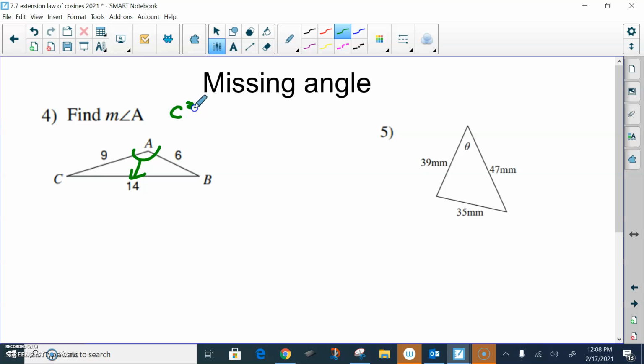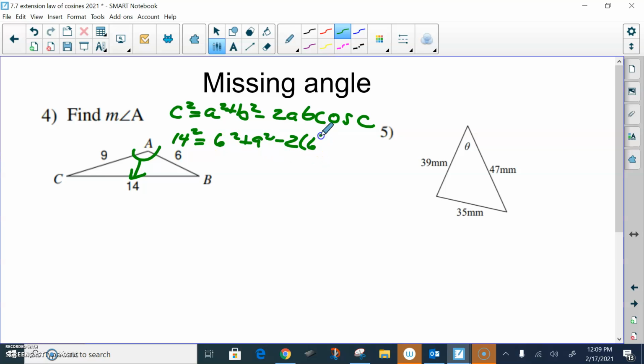Again, the formula is c squared equals a squared plus b squared minus 2ab cosine of c. In this case, our unknown is this angle, so we're going to start with the side across from it. We start with 14 squared equals, and the other two sides are my a and my b: 6 squared plus 9 squared minus 2 times, repeating these numbers, 6 times 9 times cosine. In this case, we don't have it, so you can call it a, you can call it c, whatever.